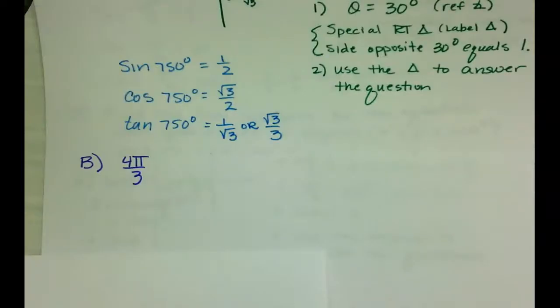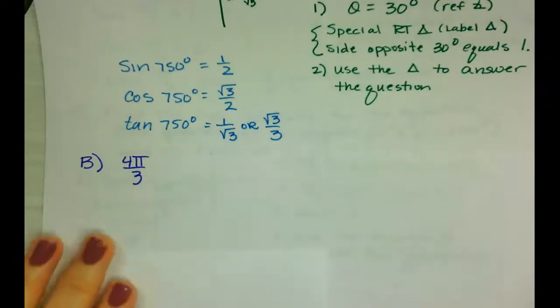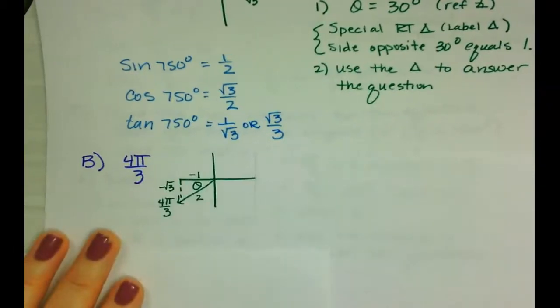Okay, so B is 4 pi over 3. And so we have to figure out where to draw 4 pi over 3. The thing that jumps out to me is that 4 pi over 3 is a multiple of pi over 3, which means you're looking at a multiple of a 60-degree angle. And so it's going to look like this.